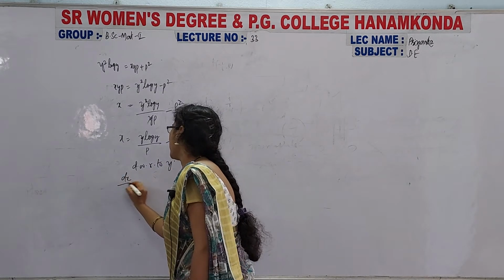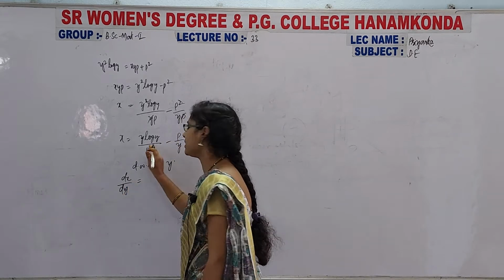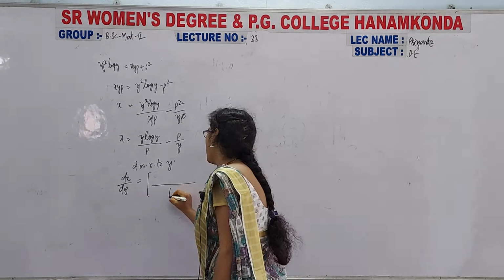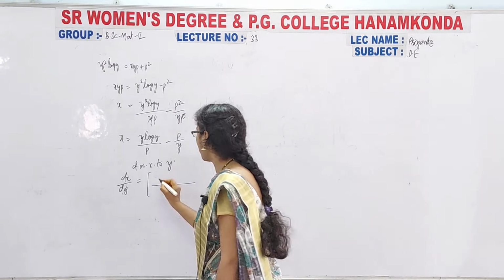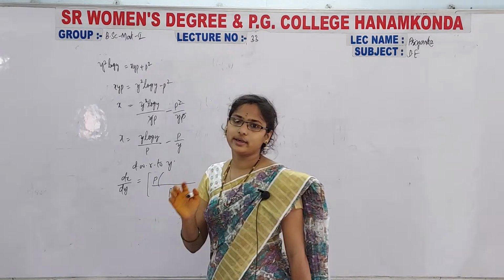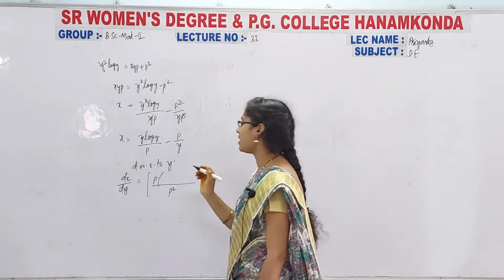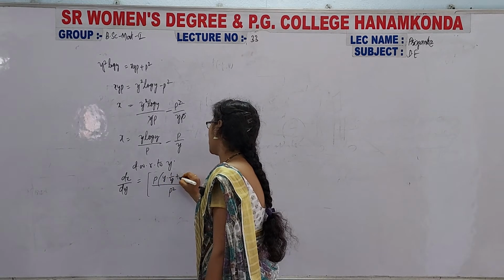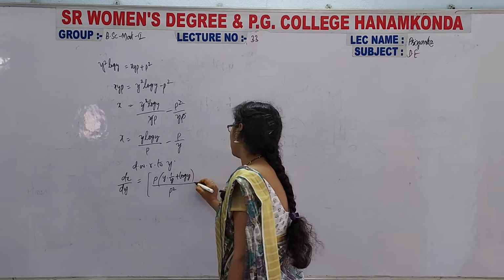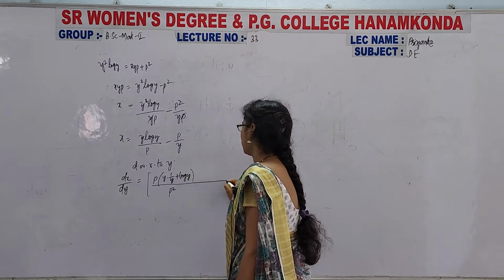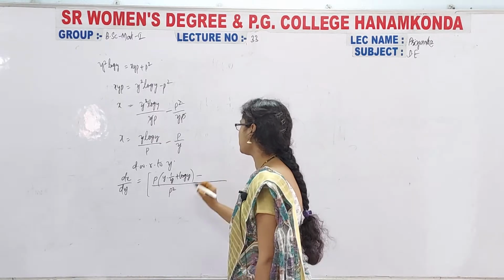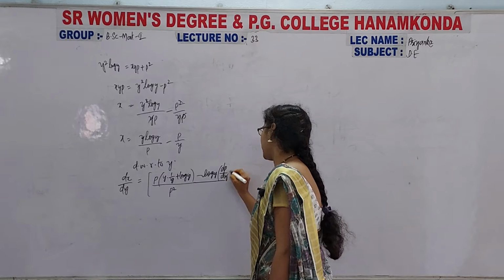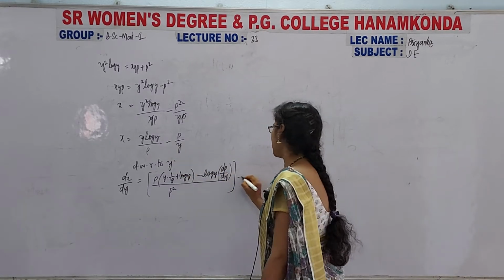Then dx by dy is equal to, here we can use that u by v form. U by v form means p square, in the denominator v square. Now p into y log y, u into v again, right? So now y log y means y into 1 by y plus log y. Now v into u dash minus u, that is log y, and into dp by dy. This is the first term, minus p by y.